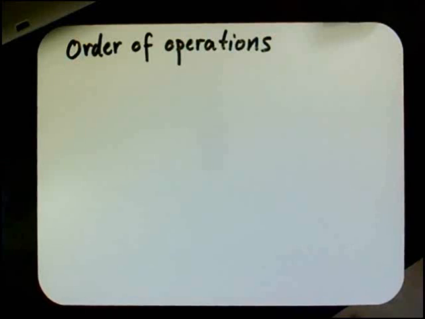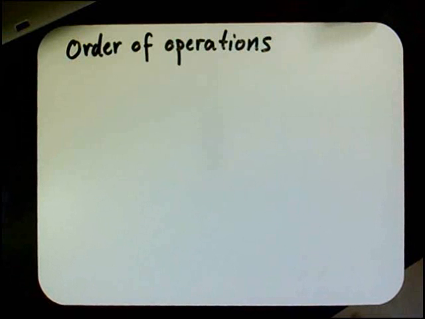Okay, this is section 1-1, expressions and formulas, on page 6 of the textbook. So, the first thing we're going to talk about today is the order of operations and how to evaluate those in an expression, and then we're going to use a formula.